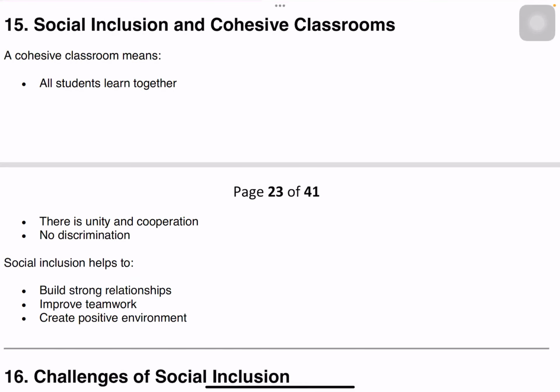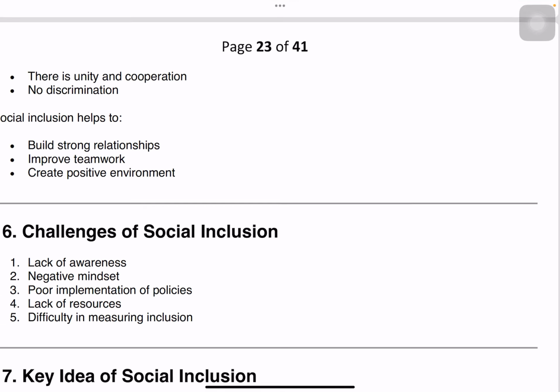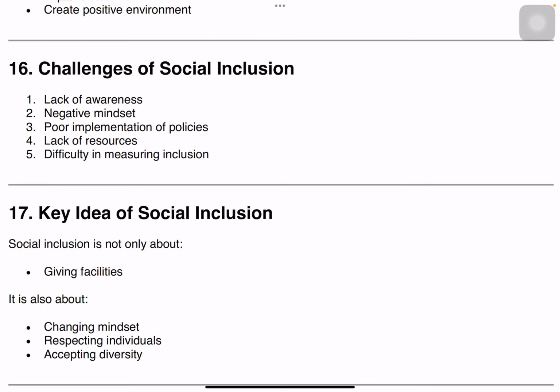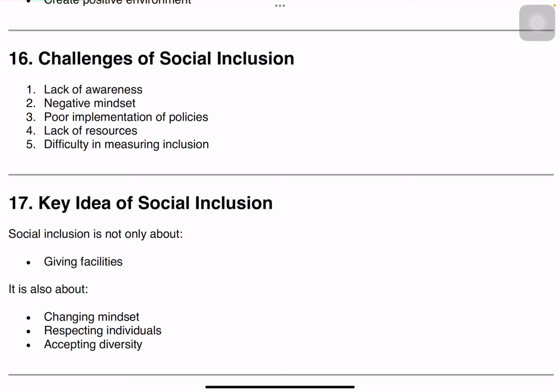Social inclusion and cohesive classrooms. A cohesive classroom means all students learn together. There is unity and cooperation, no discrimination. Social inclusion helps to build strong relationships, improve teamwork, create a positive environment. Challenges of social inclusion: lack of awareness, negative mindset, poor implementation of policies, lack of resources, difficulty in measuring inclusion.